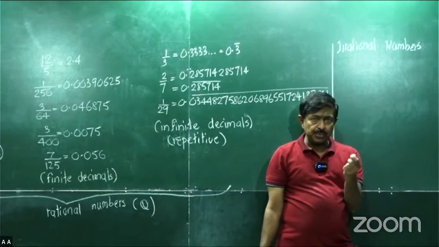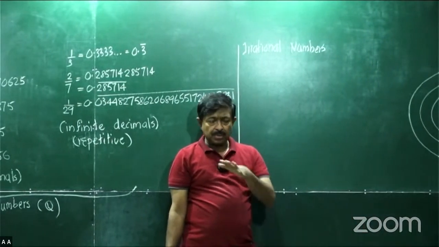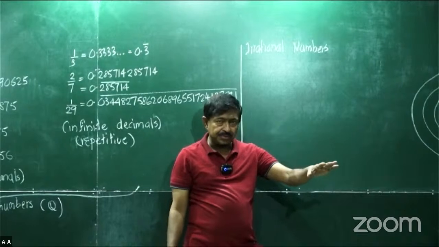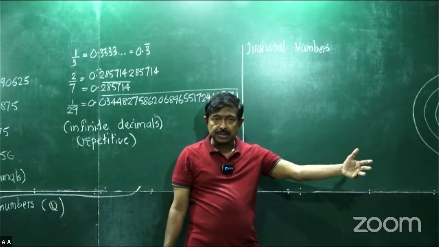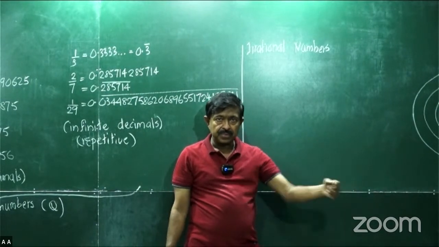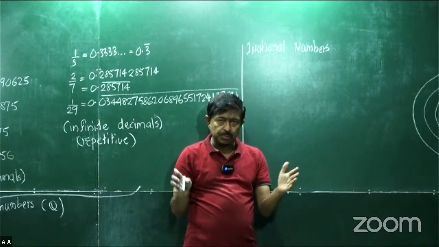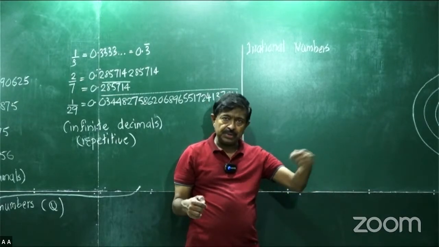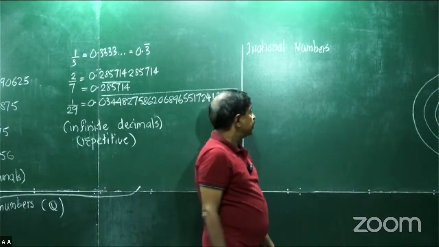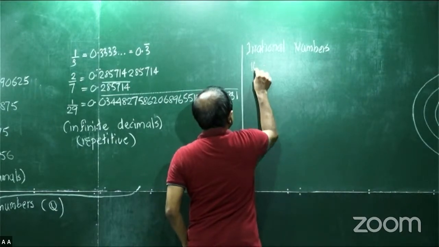However, one type is missing. That is the numbers where you have infinite decimals, but if you write 1 million decimals, the next one cannot be determined. The next one is unknown. We don't know what the next one is. So some examples are like this.